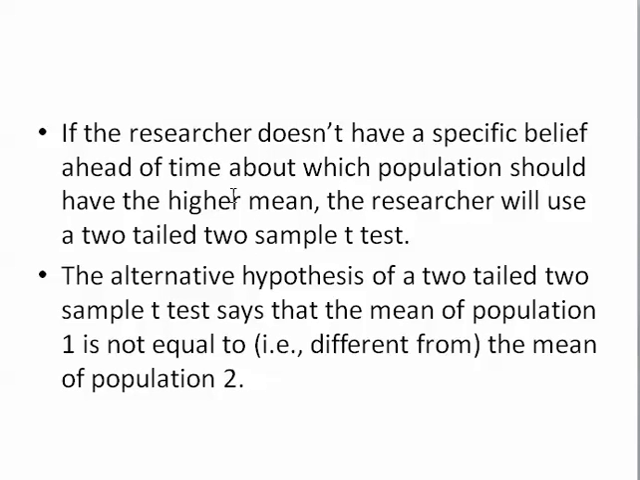So in a two-tailed test, the null says population means are equal. The alternative says population means are not equal.